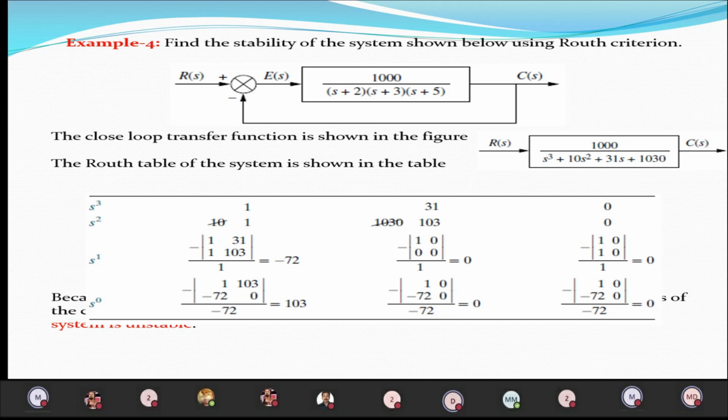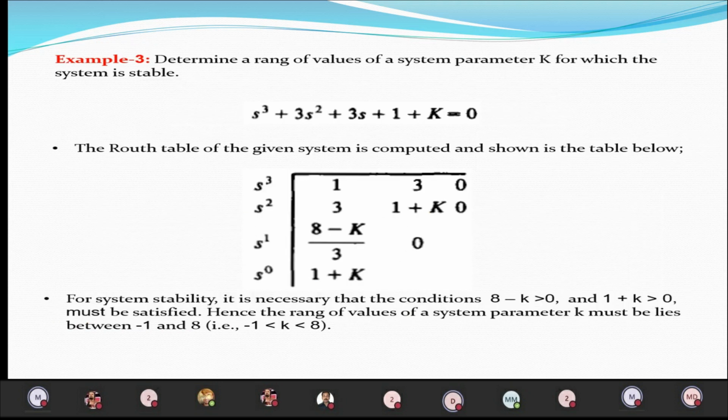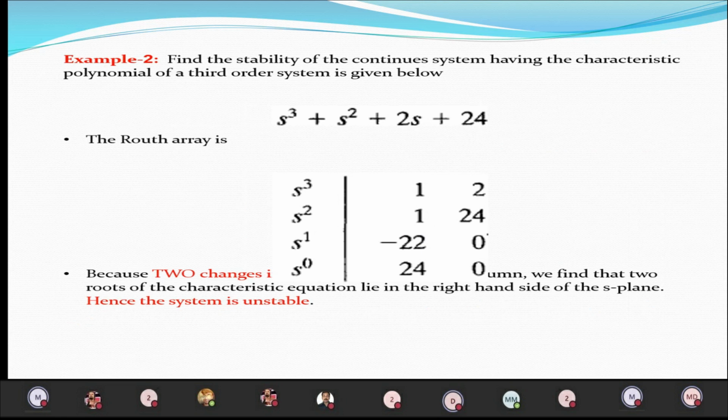Now you can see we are going to take another polynomial equation: s^3 + 3s^2 + 3s + 1 + k = 0. Now we have a constant k. In that case, we have to determine for which range of k the system is stable or not. This is what we are going to do in this kind of problem.